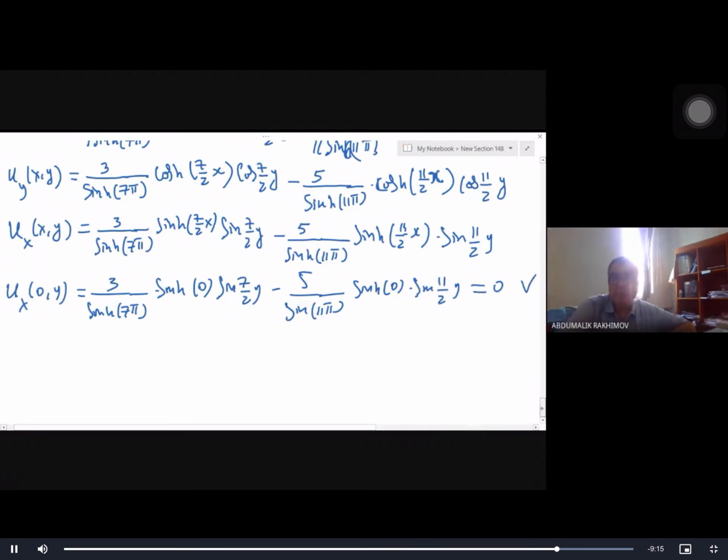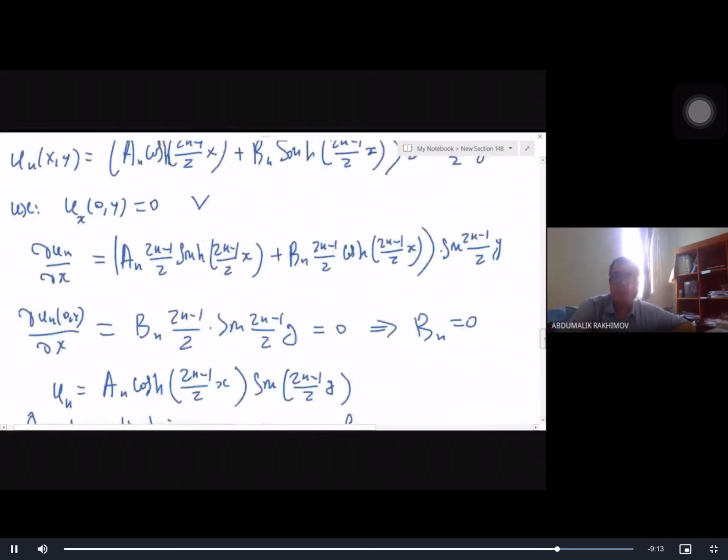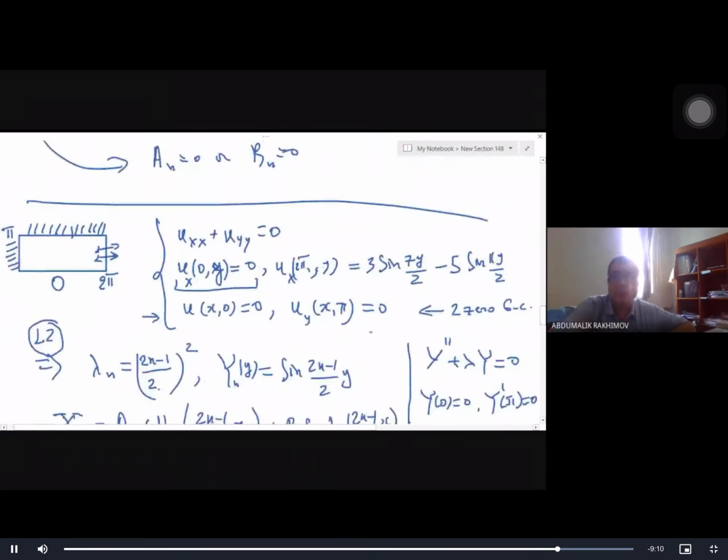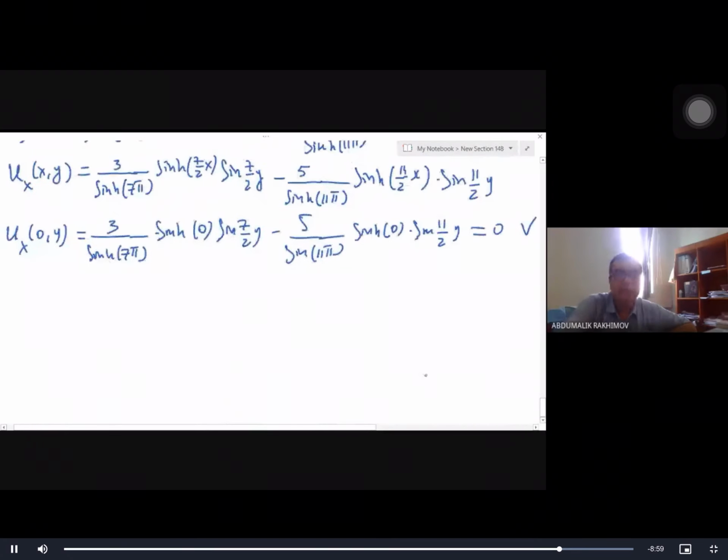So now let's check the next condition. What is the next condition? Here are my conditions. Okay, the next condition, this one. The derivative at 2 pi. I must check what will happen with the derivative at 2 pi. I have the derivative here already, right? So what is the derivative of this at 2 pi, y? It is equal to 3 over sine hyperbolic 7 pi. So what will this be if you substitute x equal to 2 pi?